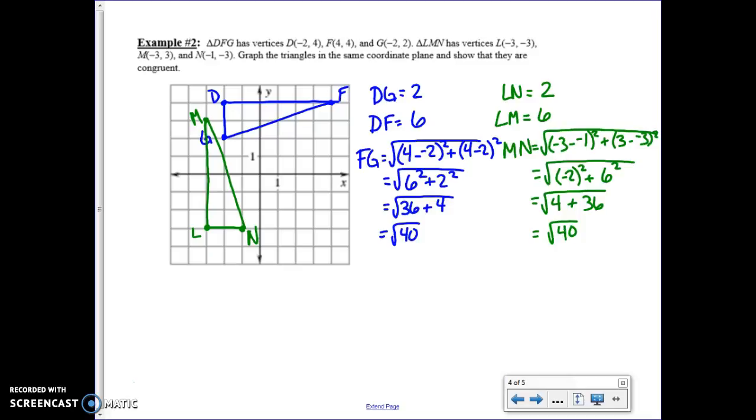So it says show they are congruent. So then we can say, by our congruent statement, triangle DFG is congruent. And I want to go in the same order. So DF was my long side of 6. So I'm going to say triangle LMN is congruent, and I'll say by side, side, side.